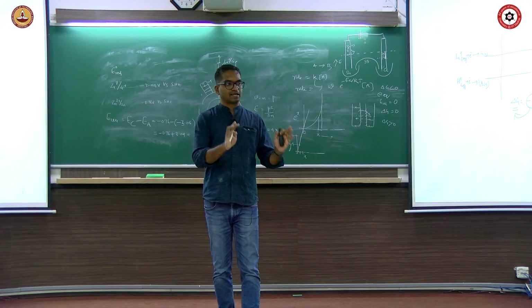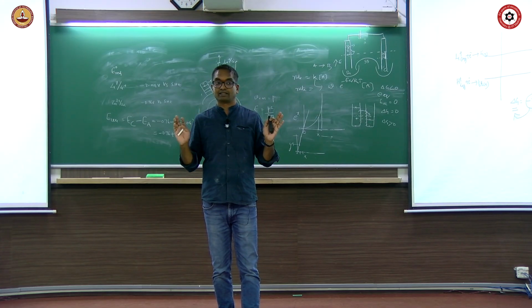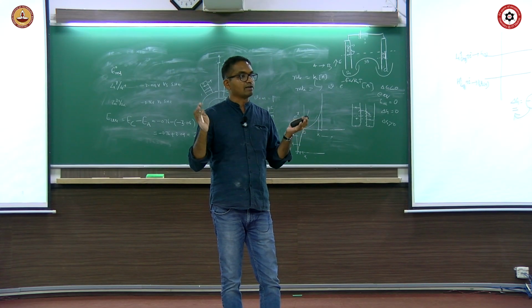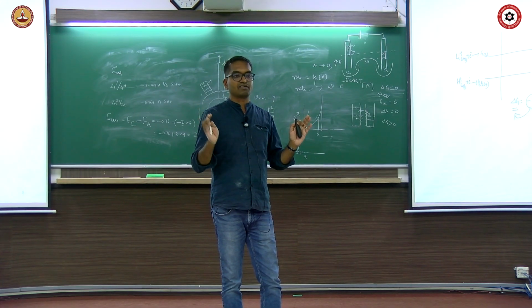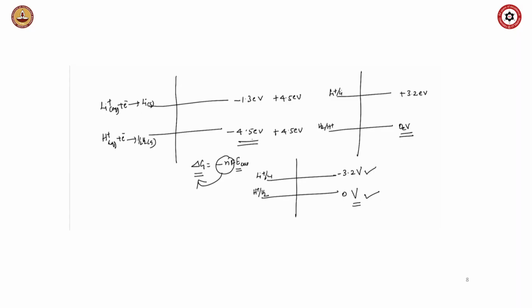How will I make one as reference? I have to assign a value. What is the value I wanted to assign? Anything you can assign. You can even assign 10, 20, 30, it's your wish. But I wanted to assign for a reference a value of 0. How will I make minus 4.5 into 0? Add 4.5. But if you are adding 4.5 to this, everything should be scaled in the same scale, right? So I am adding the same amount of value here also.